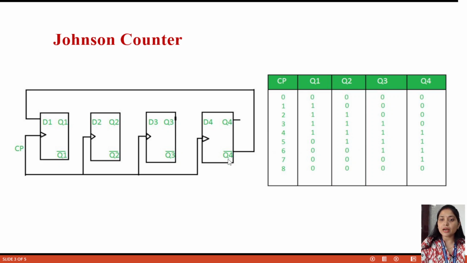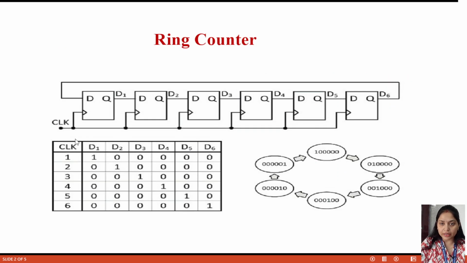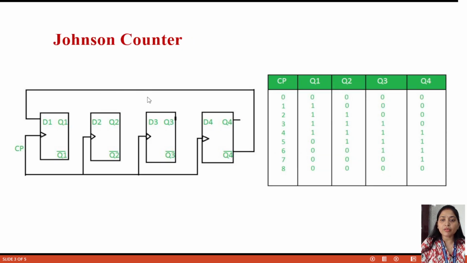So here the complemented output of the last flip-flop is the input of the first flip-flop. But in the case of a ring counter, you can see the original output of the last flip-flop is connected to the input of the first flip-flop. But in the case of a Johnson counter, the complemented output of the last flip-flop, that means Q4 bar, is connected to the input of the first flip-flop, that means D1.